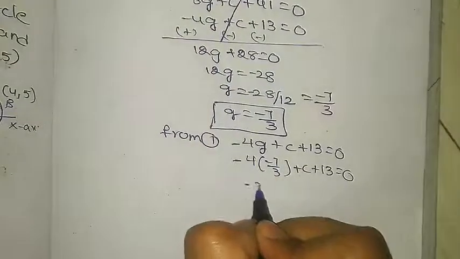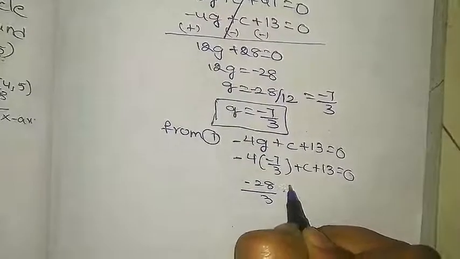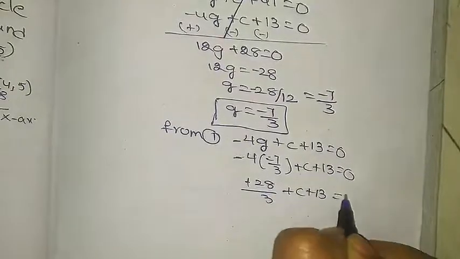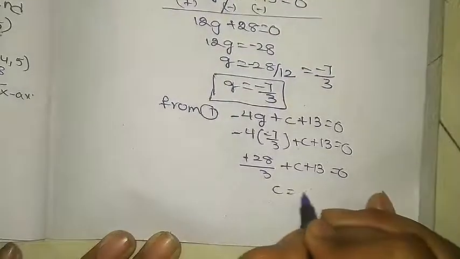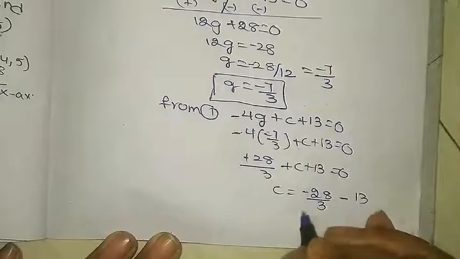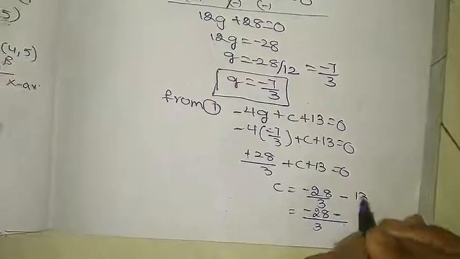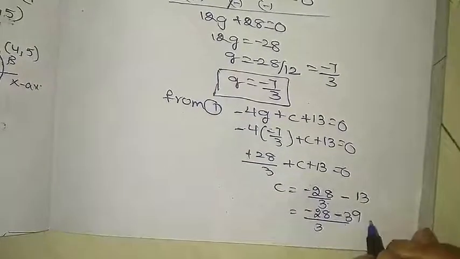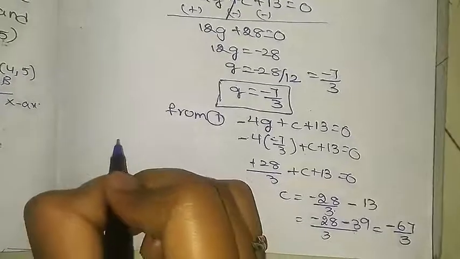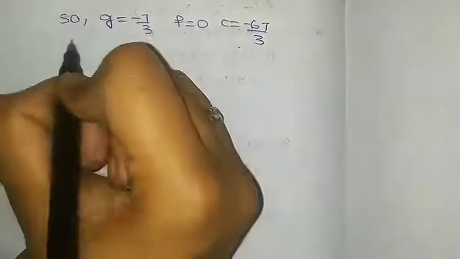Implies minus 28 by 3 plus c plus 13 equal to 0. So c is equal to minus 28 by 3 minus 13. Taking the LCM 3, minus 28 minus 39, that is equal to minus 67 by 3. So g is equal to minus 7 by 3, f equal to 0, c equal to minus 67 by 3.